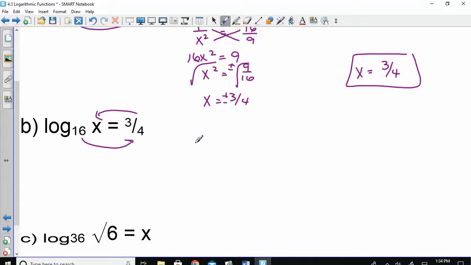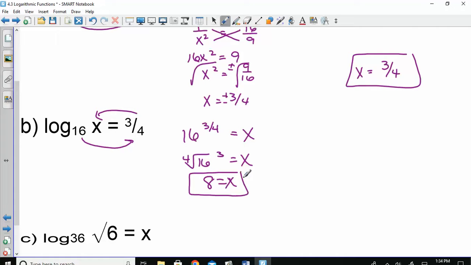We get 16 to the 3/4 power equals x. What's a 3/4 power? What does that mean? Fourth root of 16 cubed. I know you could just put it in your calculator, but I like thinking through it. What's the 4th root of 16? 2. And what's 2 to the 3rd? 8. Is positive 8 an okay answer? Yeah.